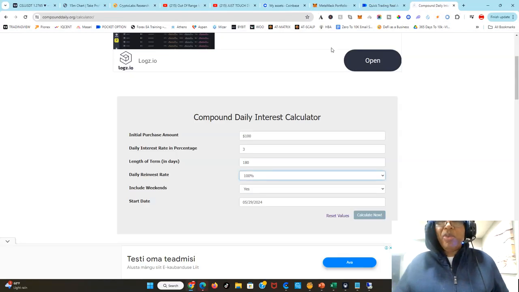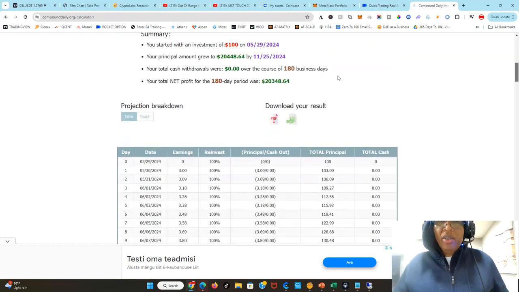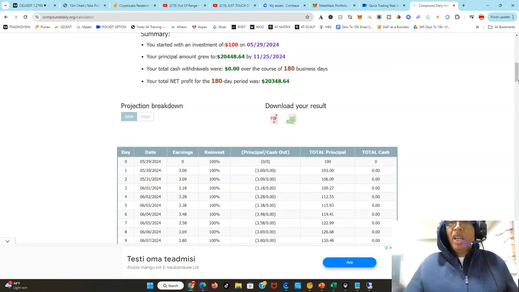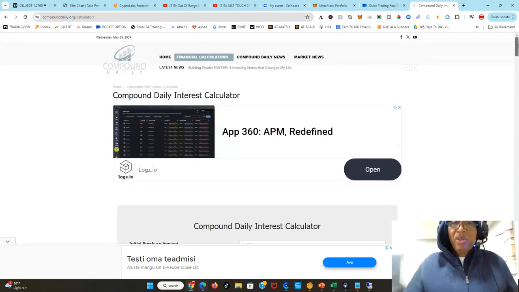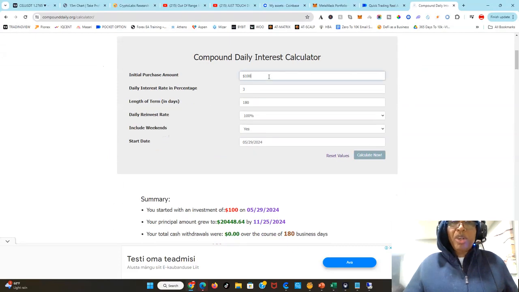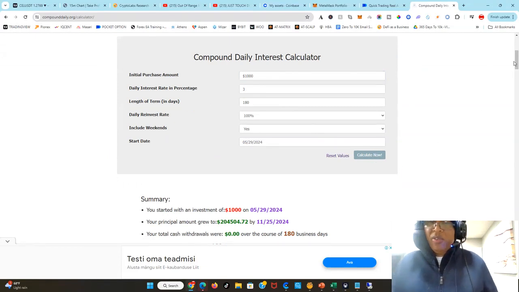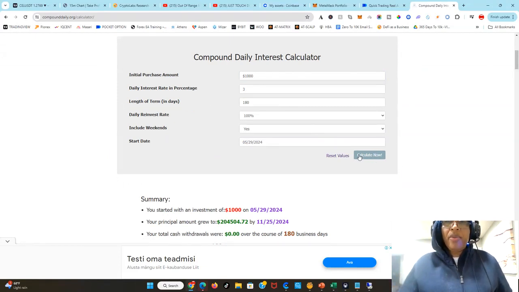And you can see from this, if you hit calculate there, you can see net profit after 180 days is 20,348. Now, some students come with $1,000. So if you put $1,000 here and target the same things, you see that after, okay, it's taking time to calculate this.